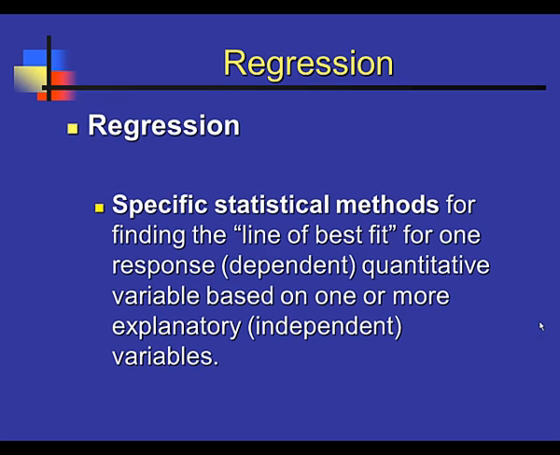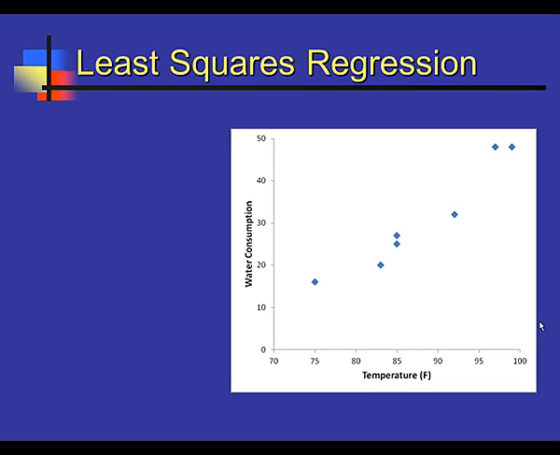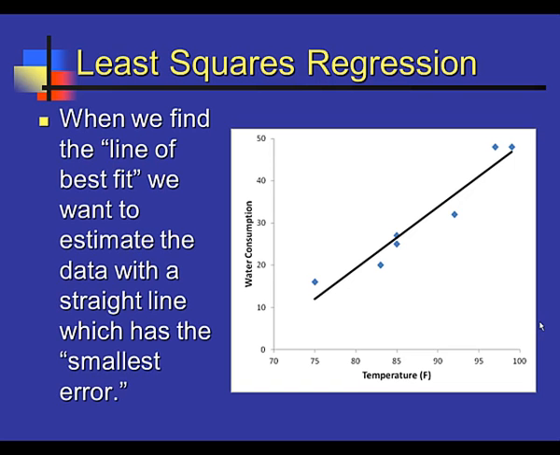Now we move to our second topic, regression. Regression is a statistical method for finding the line of best fit for one response dependent quantitative variable based on one or more explanatory independent variables. When we find the line of best fit, we want to estimate the data with a straight line, which has the smallest amount of error. We will define what is meant by the smallest amount of error at a later time. Right now, we will look at an example and see how to do this on your calculator.